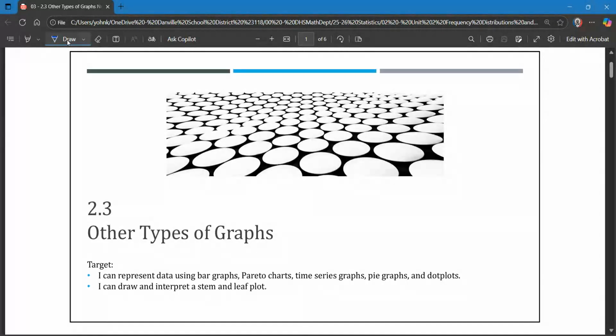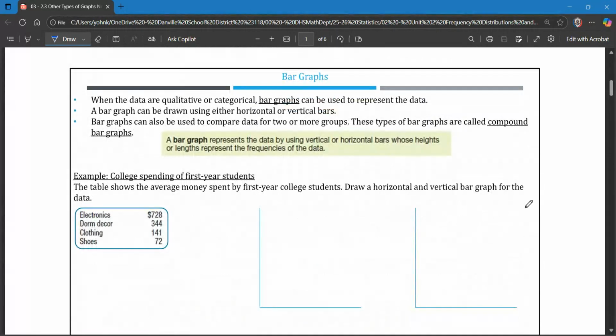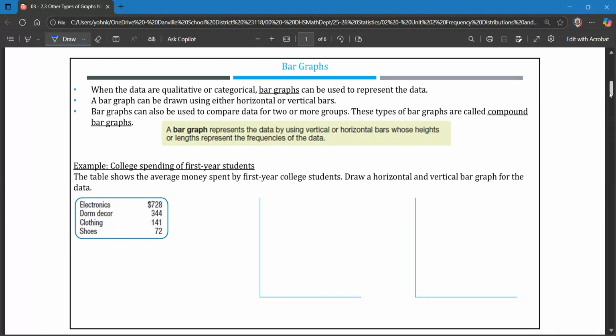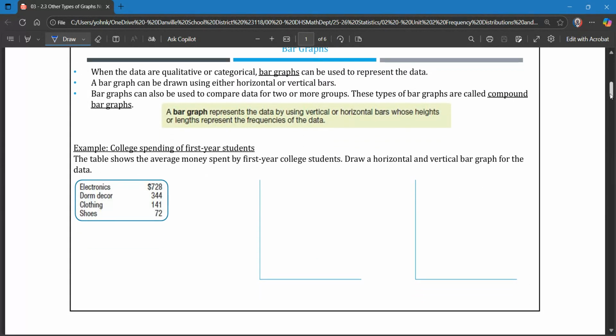So taking all of our data we've been collecting and now talking about what kind of graphs, in addition, we can put them into. First one we're going to talk about is a bar graph. When the data are qualitative or categorical, a bar graph can be used to represent the data. Remember, categorical and qualitative data are ones that are describing things without using a number. It is simply by a characteristic or some kind of quality.